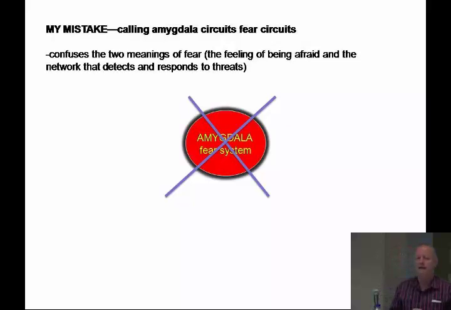So the mistake I've made over the years is to call this thing that the amygdala has been doing in the control of all these responses a fear circuit, because that automatically takes you down the path to fearful feelings. And by confusing these two meanings of fear, a brain system that controls responses in the presence of threatening stimuli and a brain system that experiences fear, I think that I've done the field a disservice.